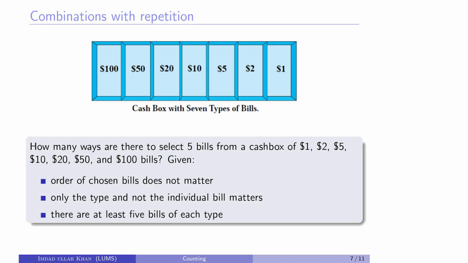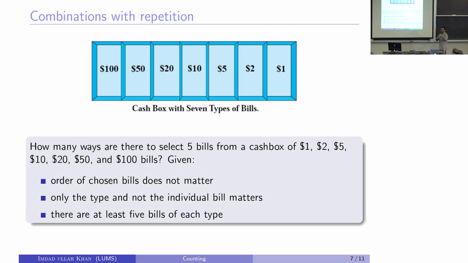The particular piece of bill is not important, right? Just the type of bill is important, and you have at least 5 of them available for each one in each box, right? How many can you do? Did you see the apples and oranges thing? What are the apples, what are the fruits, and what are the fruits here? The bills, how many?